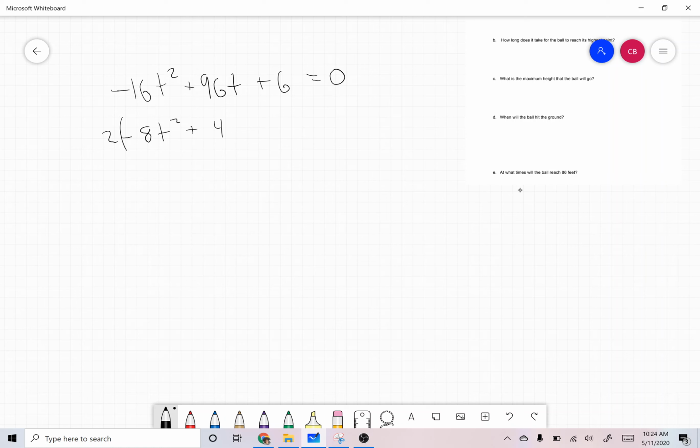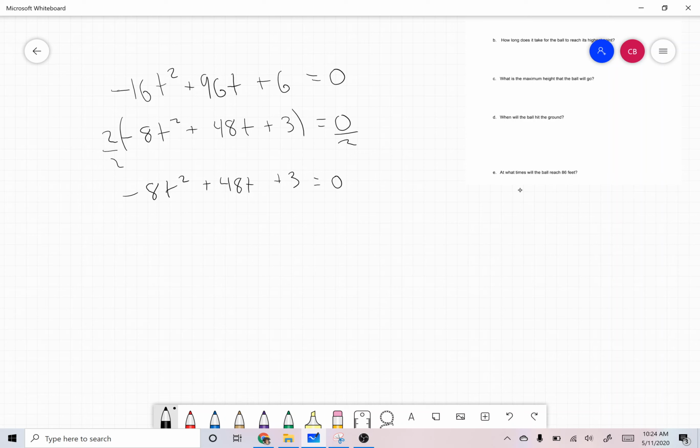Yes, 48t plus 3 is equal to 0. Okay, divide by 2. We have negative 8t squared plus 48t plus 3 is equal to 0. Multiplies to negative 24, adds up to 48. That's not going to work. Factoring will not work for this.